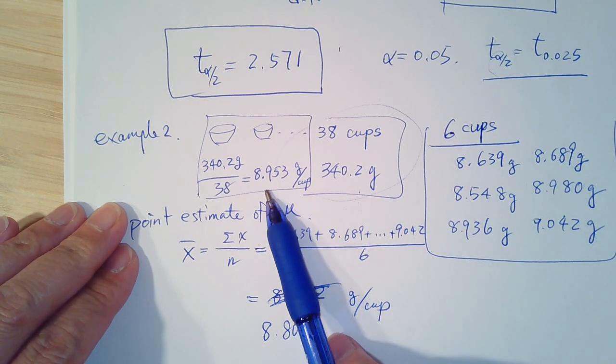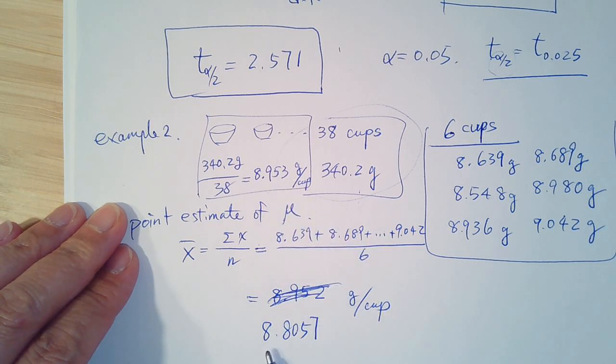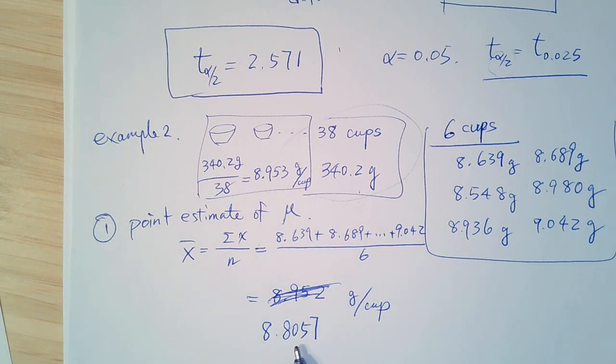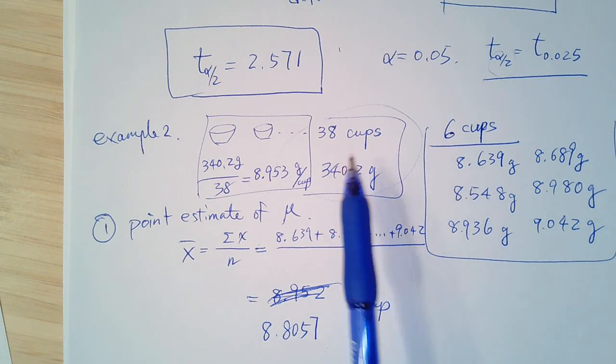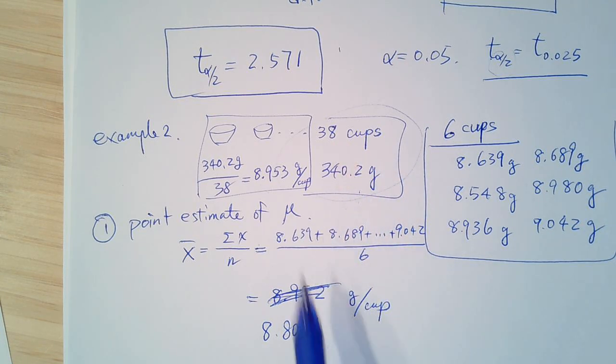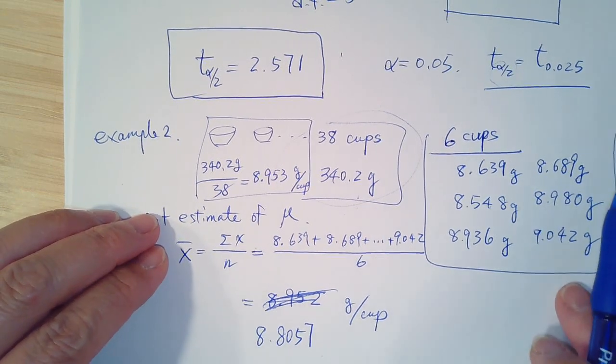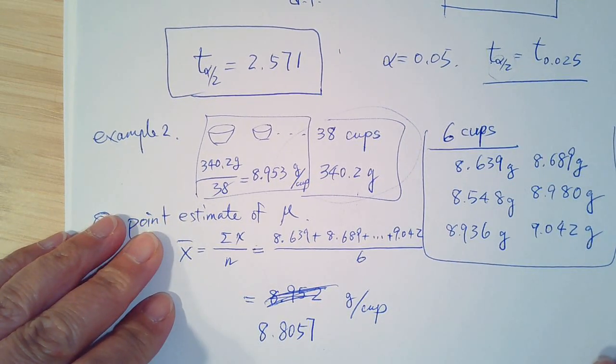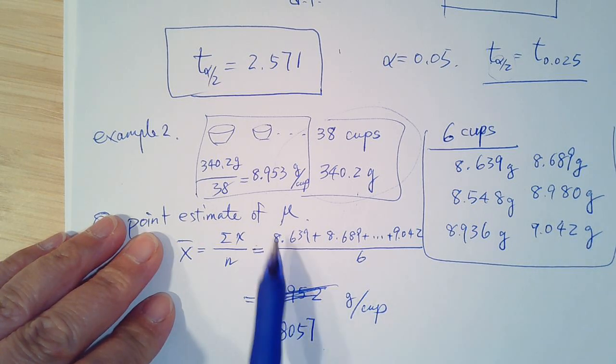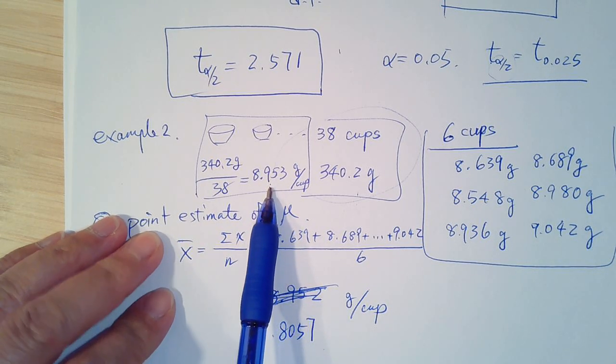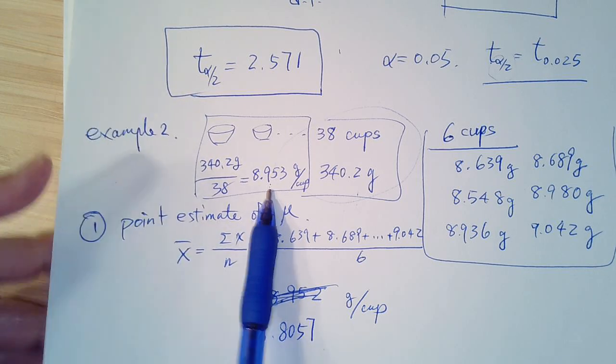They claim it's 8.953, and what we have is 8.8057. We know this is the best point estimate for the mean. Apparently they're not the same, but can I construct a confidence interval so I can have 95% confidence that the population mean is somewhere between two numbers, and see whether this guy is in my confidence interval or not. Okay, so let's do that.